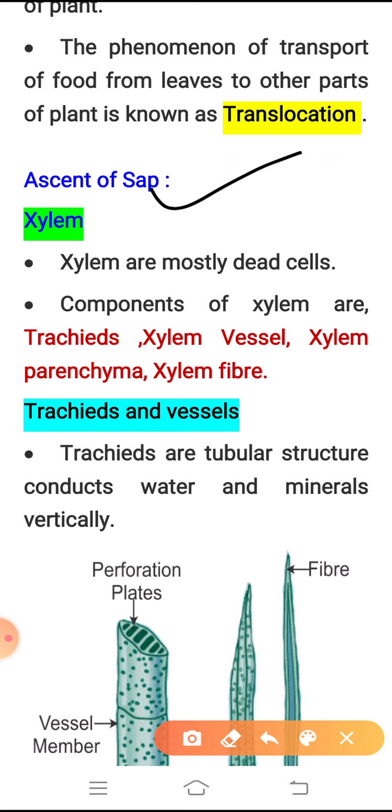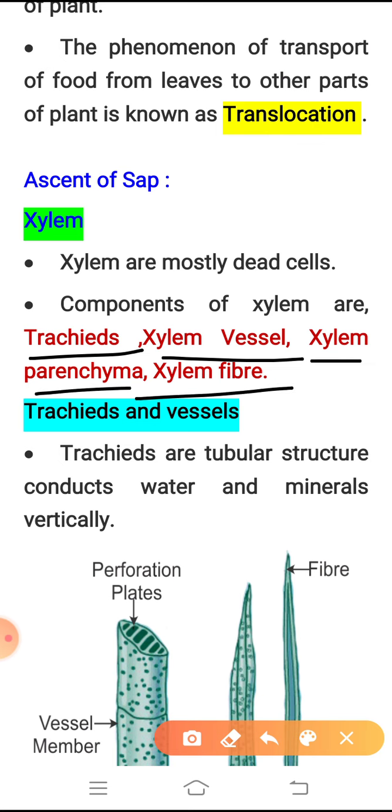When I talk about ascent of sap, I have to talk about xylem, right? Xylems are mostly dead cells. Xylem has some components. The components of xylem are tracheids, xylem vessels, xylem parenchyma and xylem fiber.